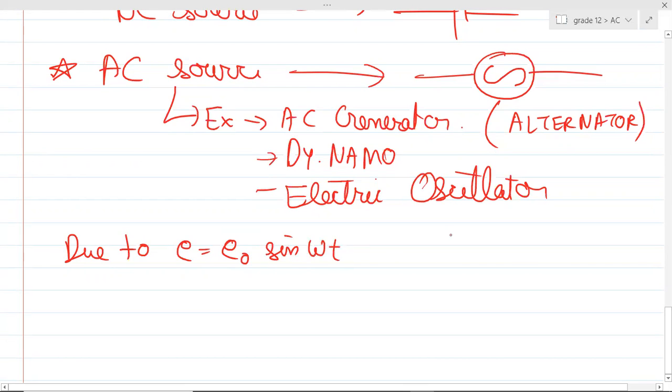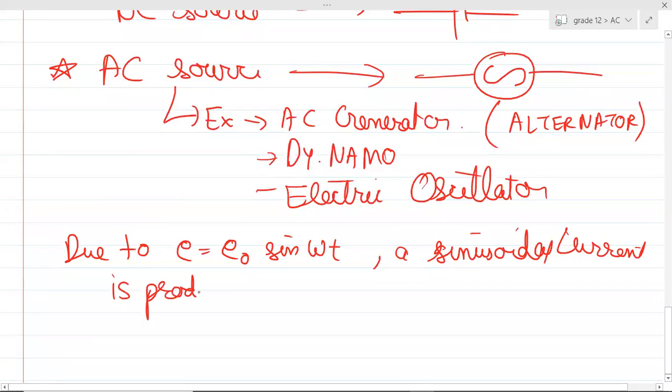Now this sinusoidal AC, this sinusoidal EMF, due to E equals E naught sine omega t, a sinusoidal current is produced in the circuit, and this current will be basically what?